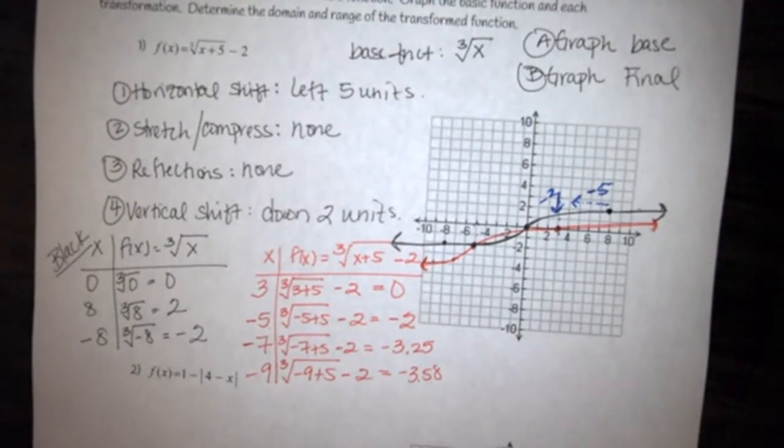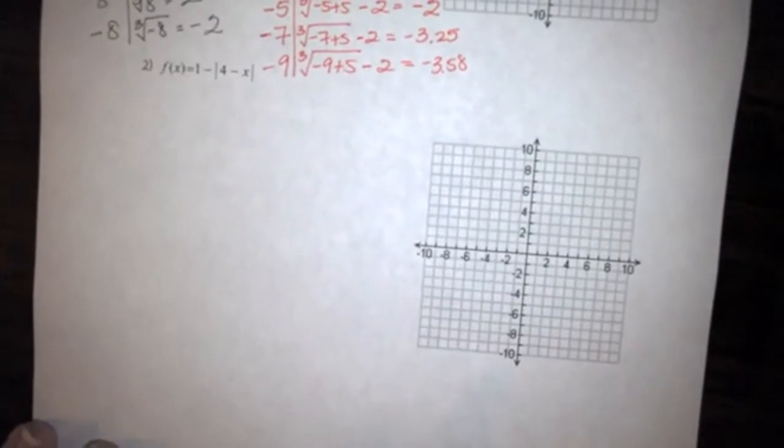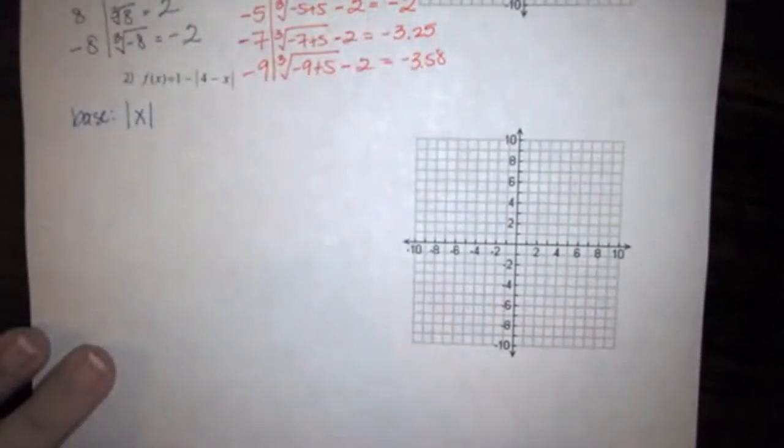Okay, so let's do another one. We have 1 minus the absolute value of 4 minus x. Here, the first thing we need to do is identify that base function. In this case, we're dealing with the absolute value of x.